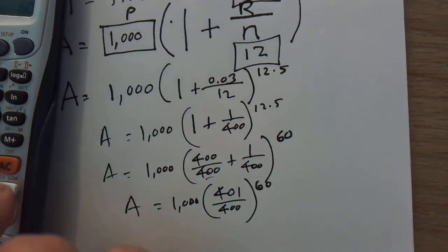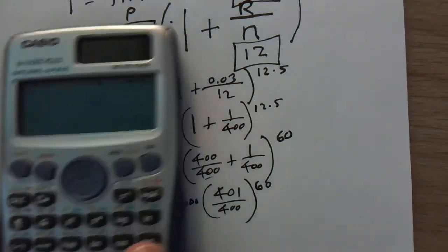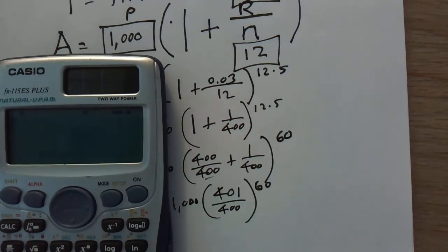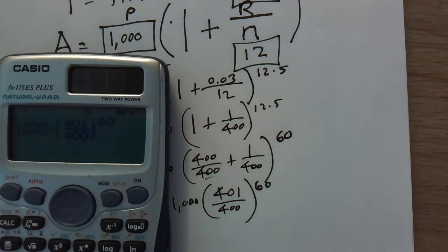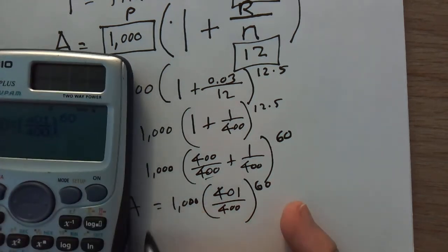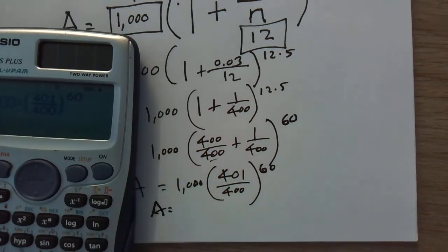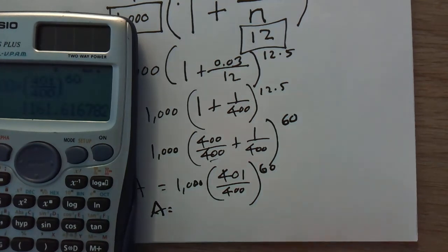This I can go ahead and enter into my calculator. It'll make it a lot simpler, and I'm going to enter it just like it looks. So I have 1,000, and I'm going to multiply it by, and I'm going to put parentheses, and my fraction is going to be 401, and I go down, and my denominator is 400. I move that over, I close my parentheses, and I raise it to the power of 60. So it looks exactly like I have here, and that's going to give me my A when I hit equals.